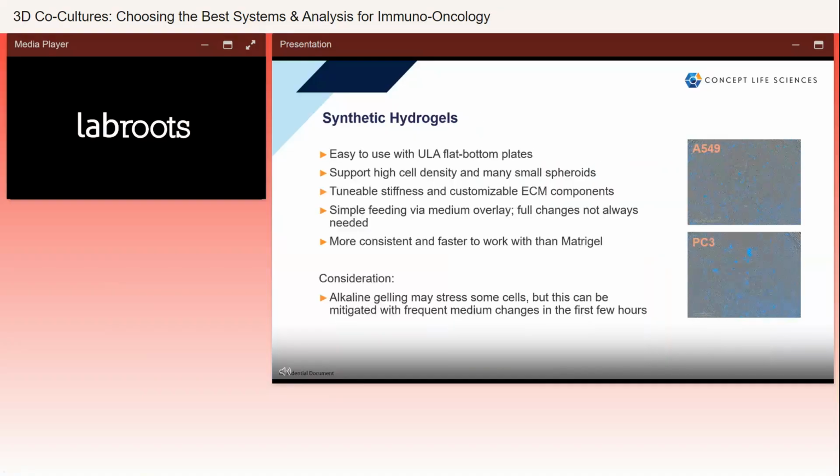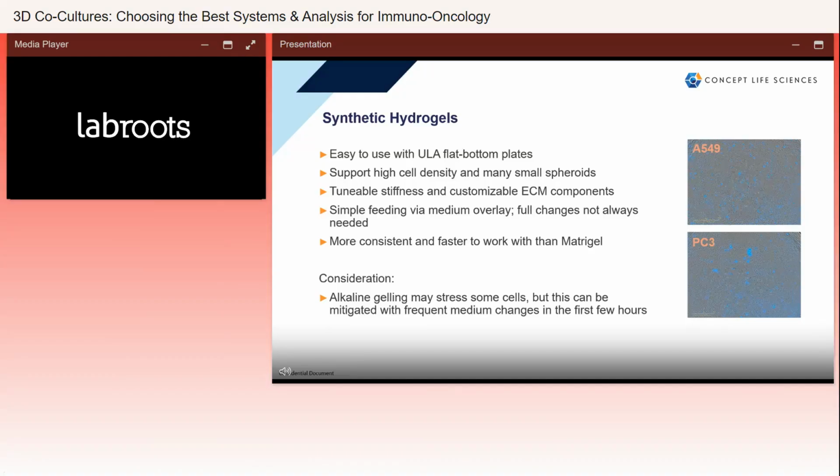The other route we have taken is to use synthetic hydrogels, such as PeptiMatrix. The advantage of this is that we can incorporate a lot more cells in a well, so you can have higher densities of cells. You get lots of small spheroids, but you can have a lot more cells, so if you're looking for excreted components, it becomes a lot easier.